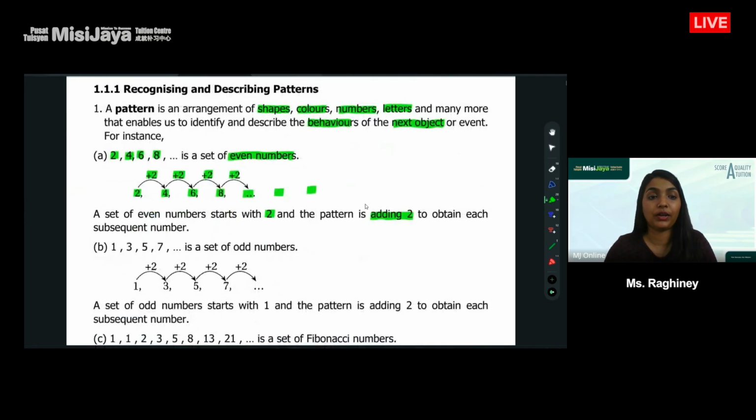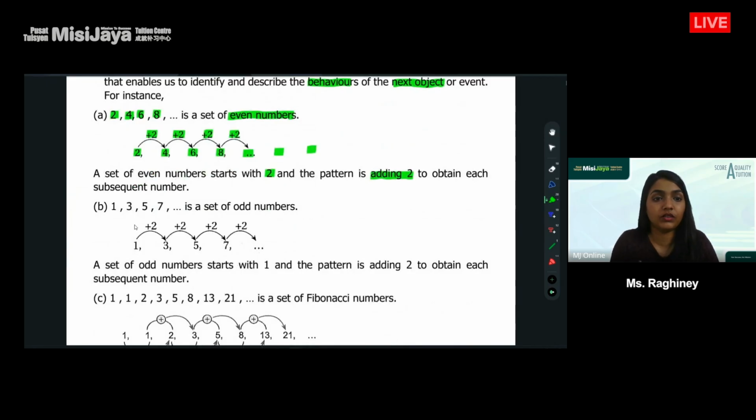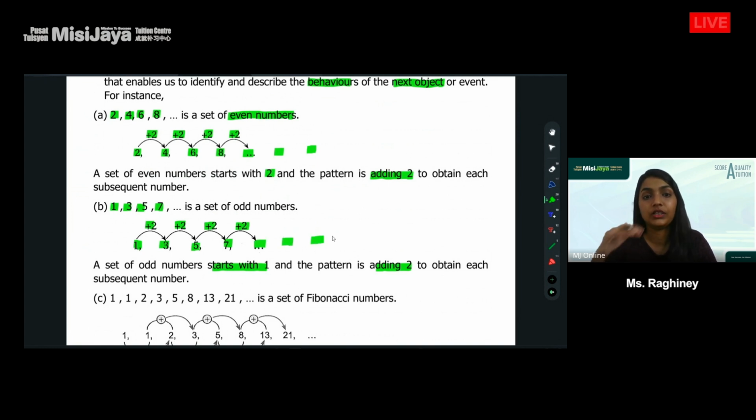How about for odd numbers? Odd numbers are 1, 3, 5, and 7. So odd numbers will start with 1, and the pattern is also adding 2. So we start with 1, then we plus 2, so we can get 3. Then we plus 2, then we can get 5, and plus 2 again, 7, and followed by 9, 11, 13, and so on. So this is a pattern in numbers.